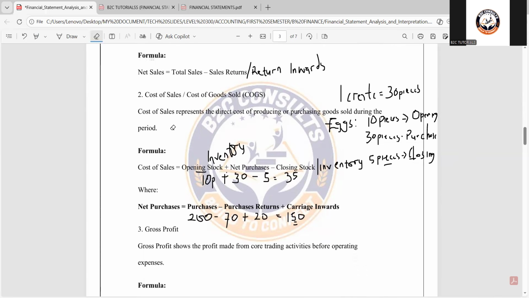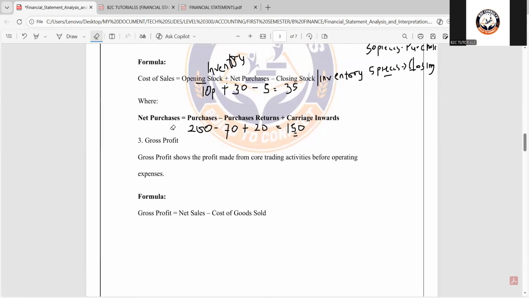Now, what is gross profit? When you deduct the cost of sales from your net sales, you get what we call the gross profit. So gross profit shows the profit made from your core trading activities, like your gross salary. The gross profit is from your core trading, what you do, before you consider anything like your expenses. So it is net sales minus cost of goods sold or cost of sales.